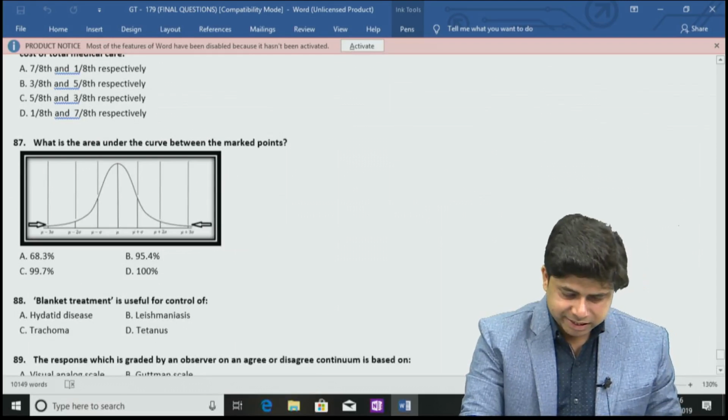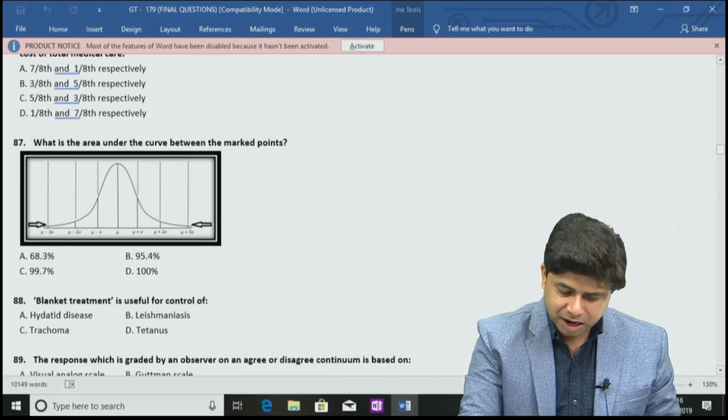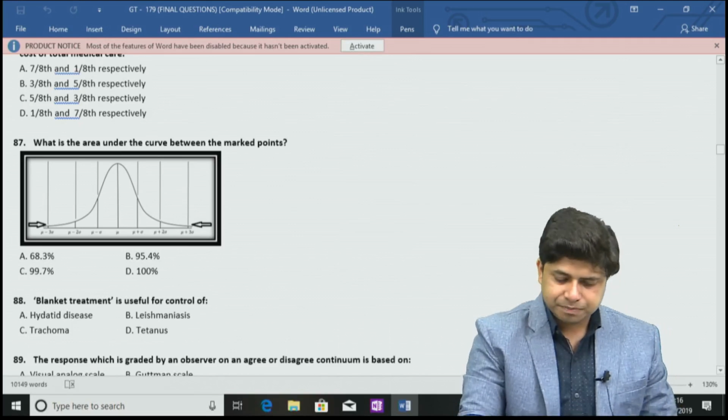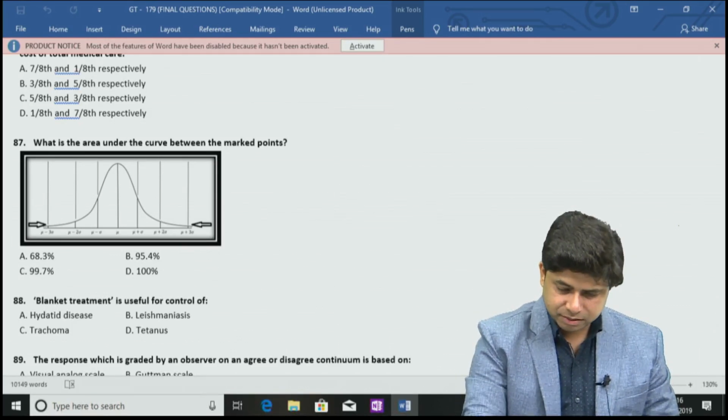Then comes question number 87. What's the area under the curve between the marked points? So what are the marked points? Okay, let's just zoom this.